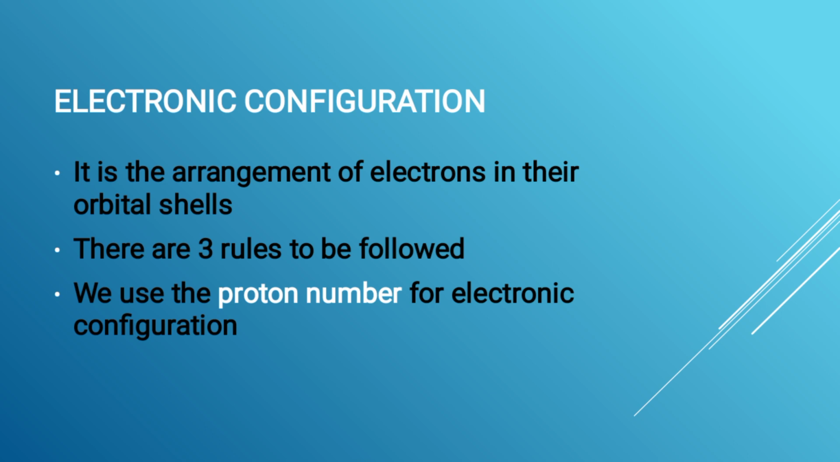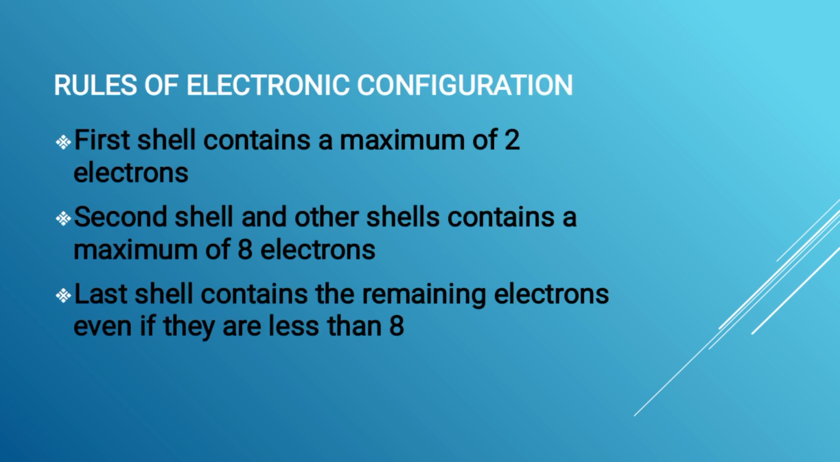We use the proton number for electronic configuration instead of the other atomic masses. We specifically use the proton number. Right, so the three rules are: the first shell must contain a maximum of 2 electrons. A maximum of 2 electrons, we mean electrons not exceeding 2, can have 1, can have 2, but cannot have 3, which is the first shell.